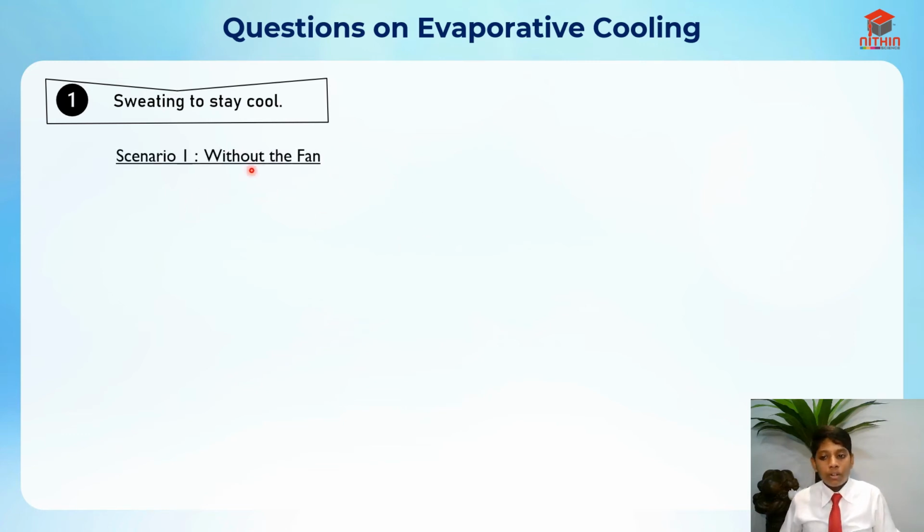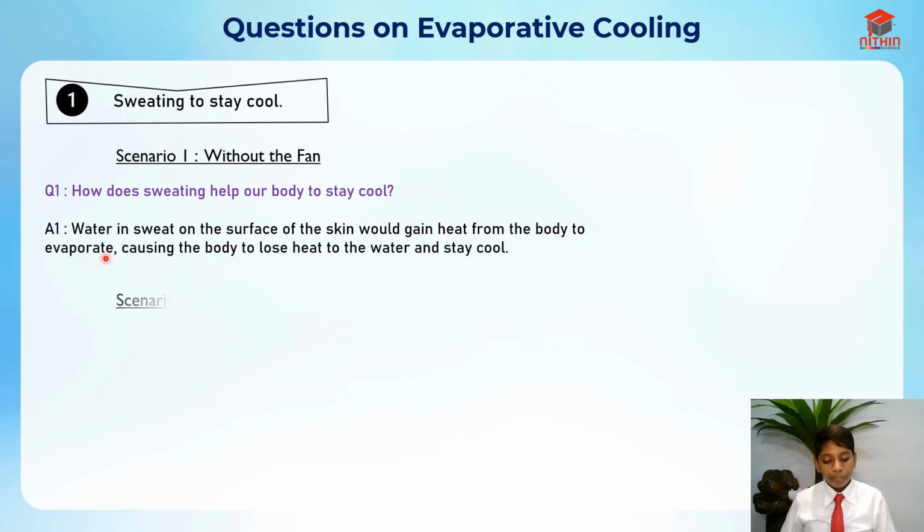The first scenario is without the fan. Let's take a look at the question. How does sweating help our body to stay cool? So there's no fan, okay? Let's take a look at the answer and I'll explain from there. Water in sweat on the surface of the skin would gain heat from the body to evaporate, causing the body to lose heat to the water and stay cool.